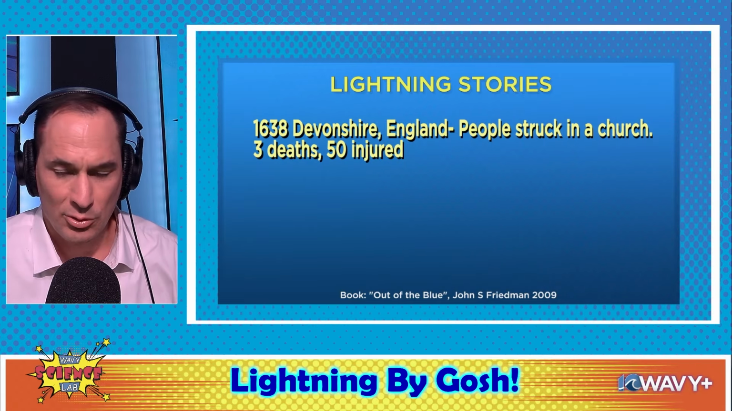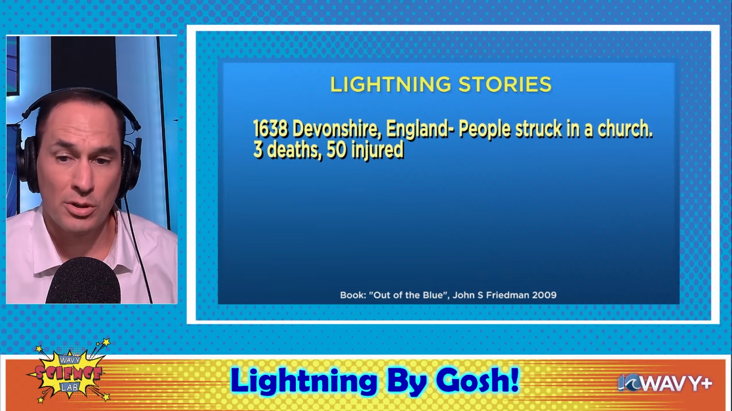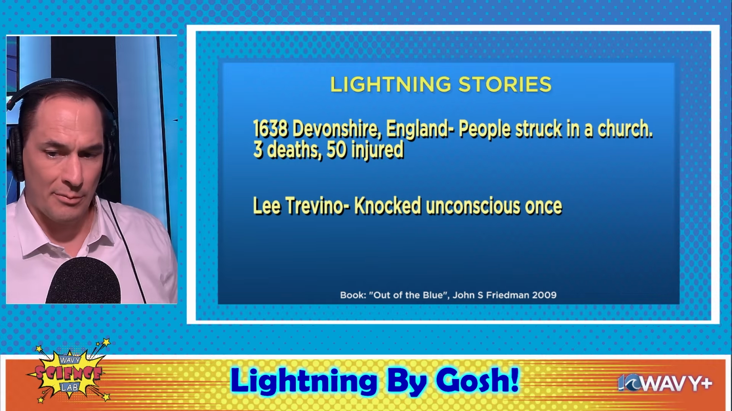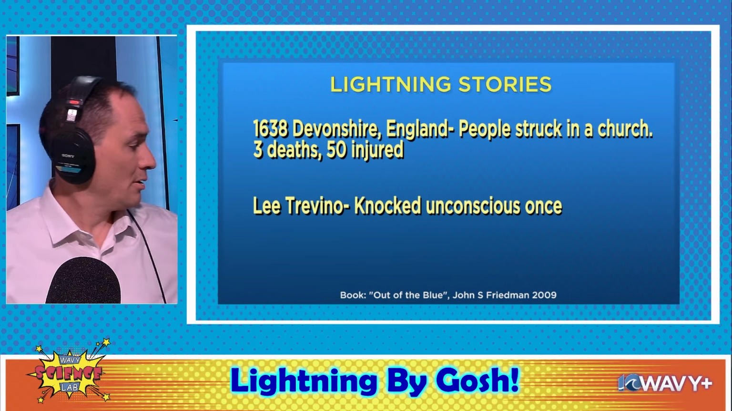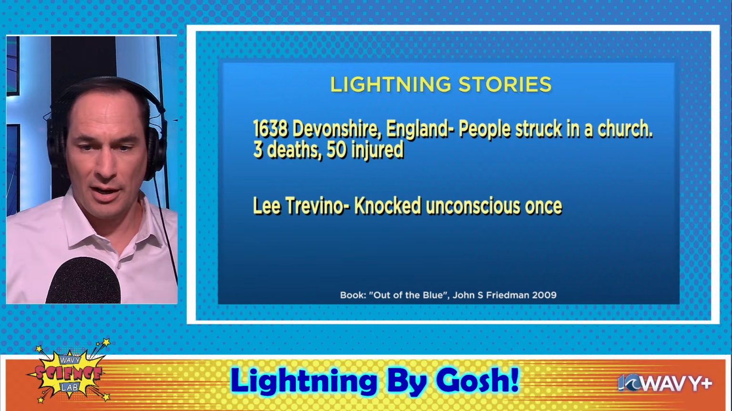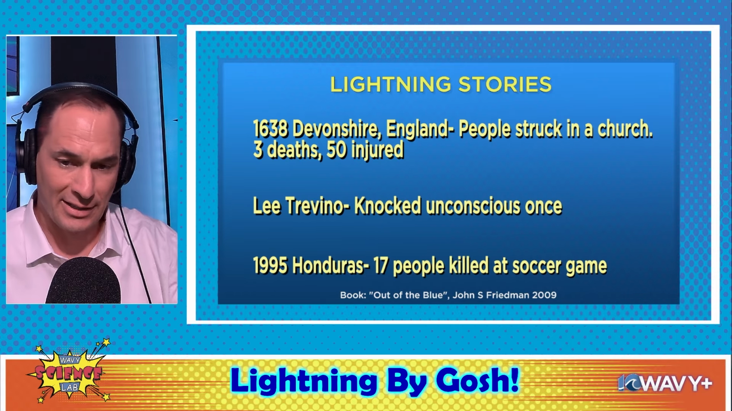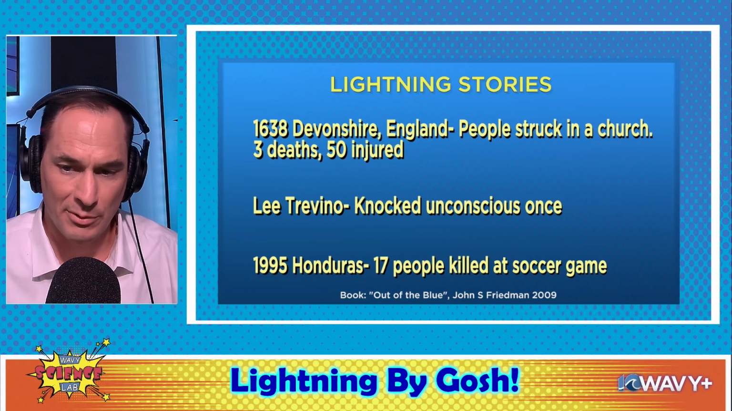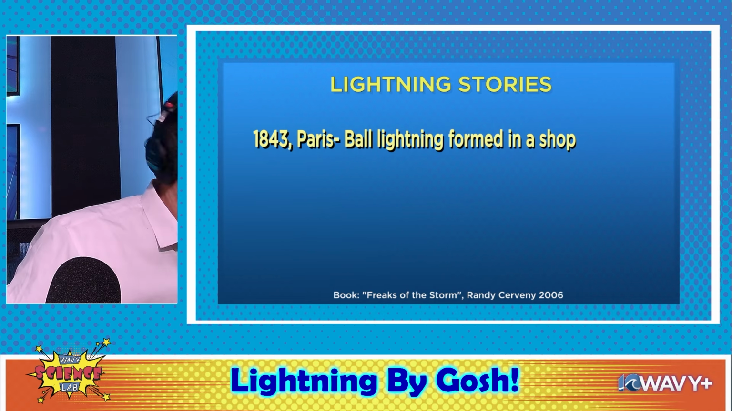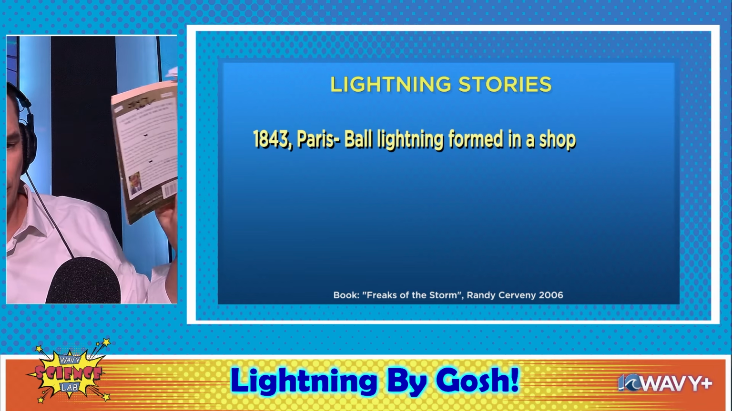So some lightning stories. Devonshire, England, 1638, people were struck in a church. There were 3 deaths, 50 injured. This is out of the book Out of the Blue, from John S. Friedman. So that's a good little source there. Lee Trevino, the famous golfer, was knocked unconscious once. And then 1995, this is sad, Honduras, 70 people killed at a soccer game. And then this is another book that I've got. This is Freaks of the Storm.